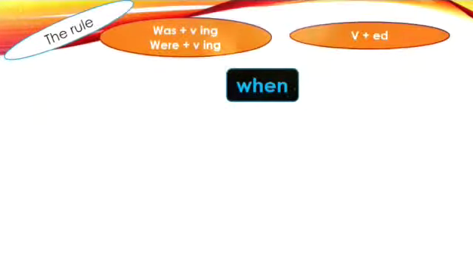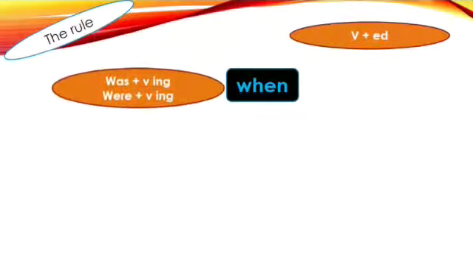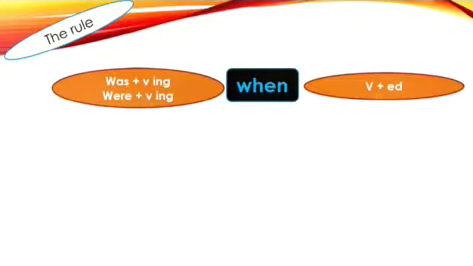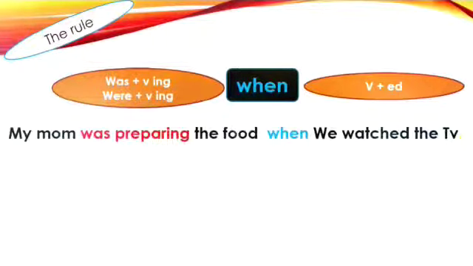The second rule is when. Here we have another conjunction, so there is a little difference. We are going to begin with was, were and the verb plus ing, and when is also followed by verb plus ed or the second form of the verb. Here is the example: my mom was preparing the food when we watched the TV.